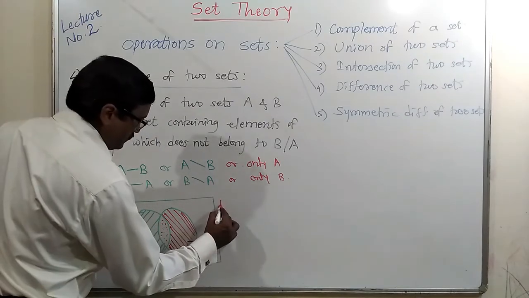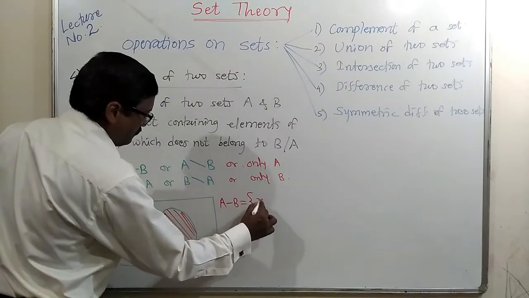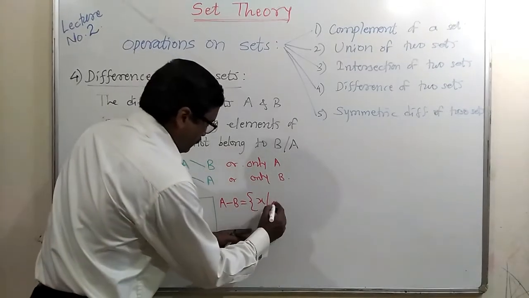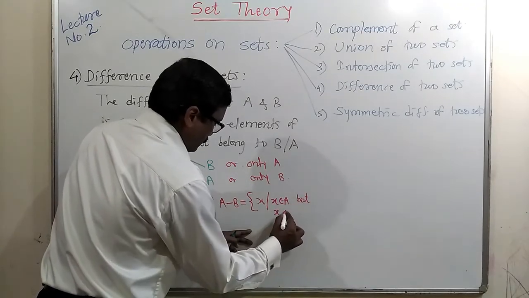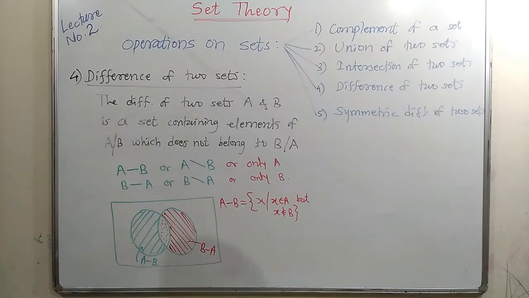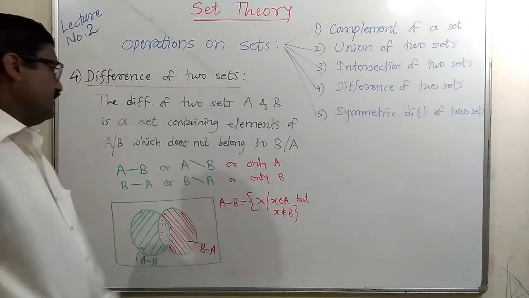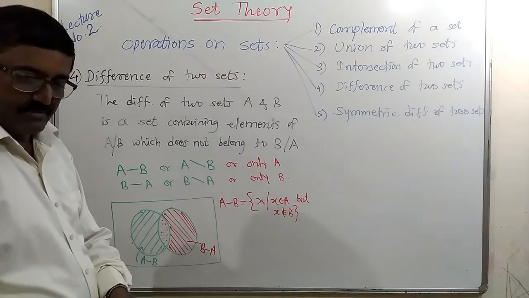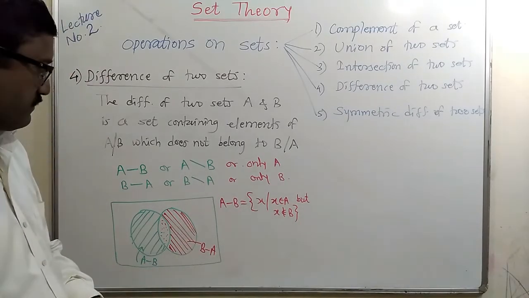By definition, in set builder form, we can write A difference B as the set of all x where this x belongs to A, but x does not belong to B. If x belongs to A, but x does not belong to B, then that element will be in A difference B. In a similar way, we can write for B difference A: that element belongs to B, but the element does not belong to A.